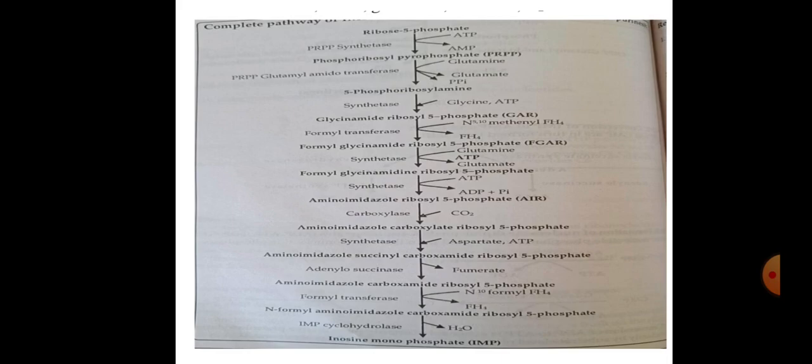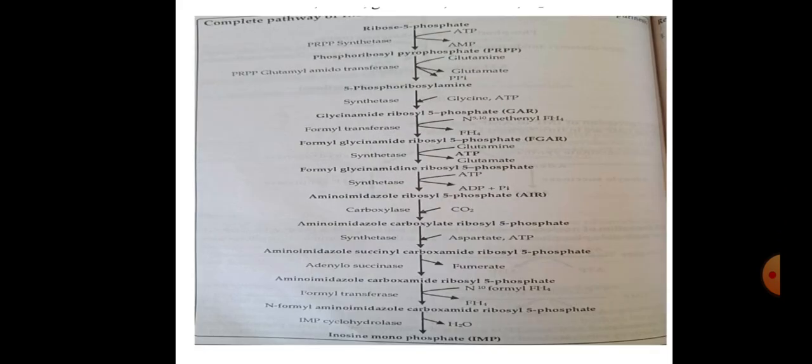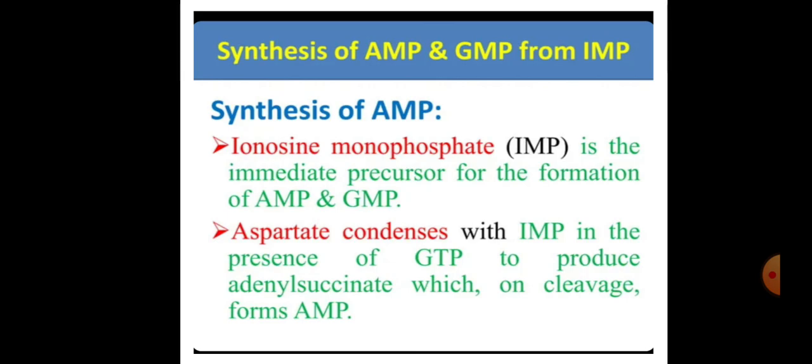So here the first step, the precursor ribosyl 5-phosphate, undergoes a series of reactions with the addition of glutamine, and ultimately there is formation of inosine monophosphate, that is IMP. Then the synthesis of AMP and GMP takes place from the IMP. First, the synthesis of AMP from inosine monophosphate. It is the immediate precursor for the formation of AMP and GMP.